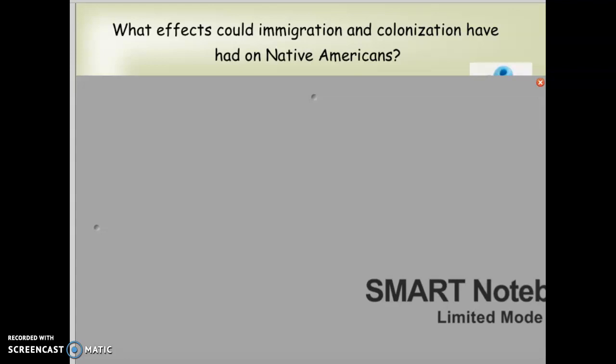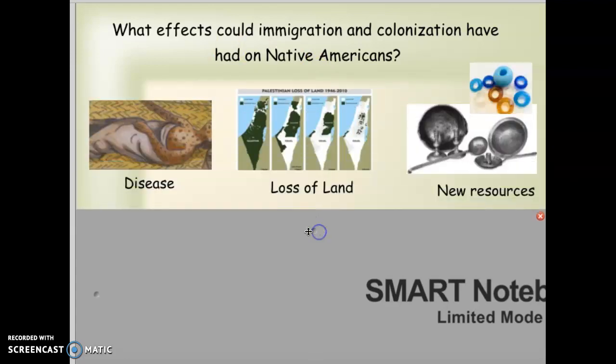What effects could immigration and colonization have had on Native Americans? Well, there are a few. When these immigrants came, they brought with them new diseases that our tribes were not used to and didn't already have medicines to help them heal. As it was, getting sick took them months to get over. Remember when Sacagawea got sick and it took her, I think, four weeks to heal? Loss of land.